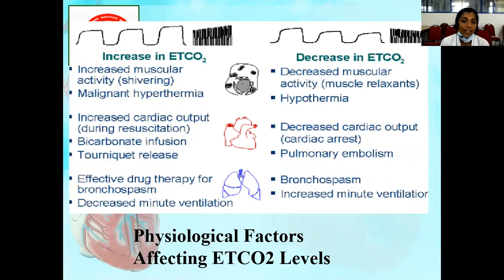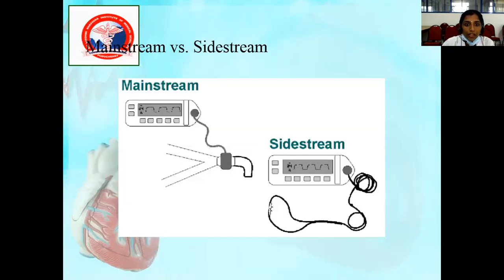Normal EtCO2, or the end tidal CO2, will be around 35 to 45 millimeters of mercury. If there is an increase in EtCO2, we have certain causes in mind, like increased muscle activity or shivering, release of tourniquet, bicarbonate infusion, hypoventilation, and decreased minute ventilation. All this causes an increase in EtCO2. Similarly, hypothermia, decreased cardiac output, increased minute ventilation, and bronchospasm all lead to decreased EtCO2.